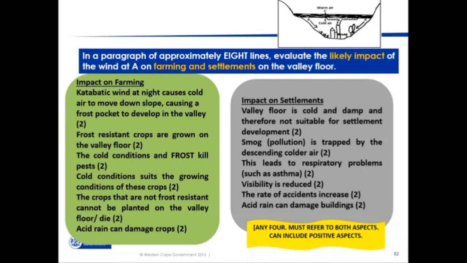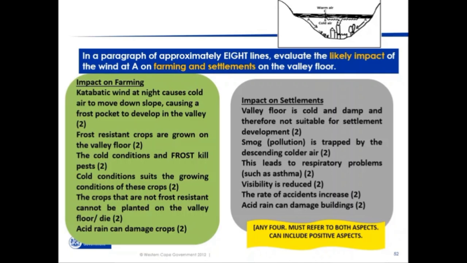And the impact on settlements: what impact will that katabatic wind have on settlements? The valley floor is cold and damp, and therefore you don't want to stay there at the bottom of that valley. So the valley floor is not suitable for settlement development. Smog and polluted air are trapped by the descending colder air, and this will lead to respiratory problems. If people can't breathe properly there at the bottom of the valley, I don't think you would like to stay there.